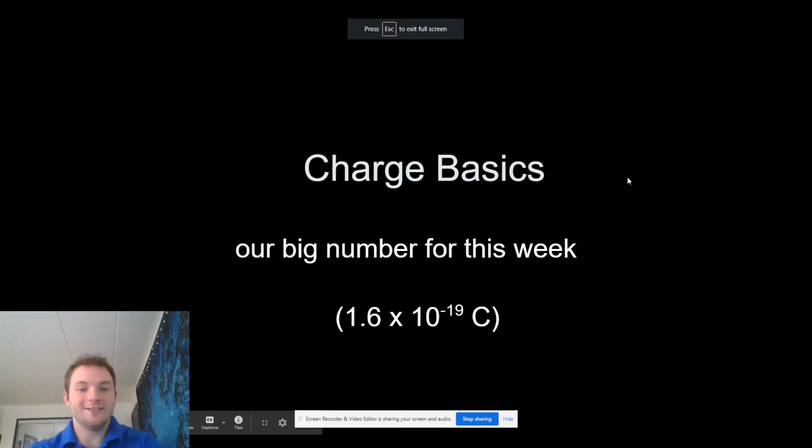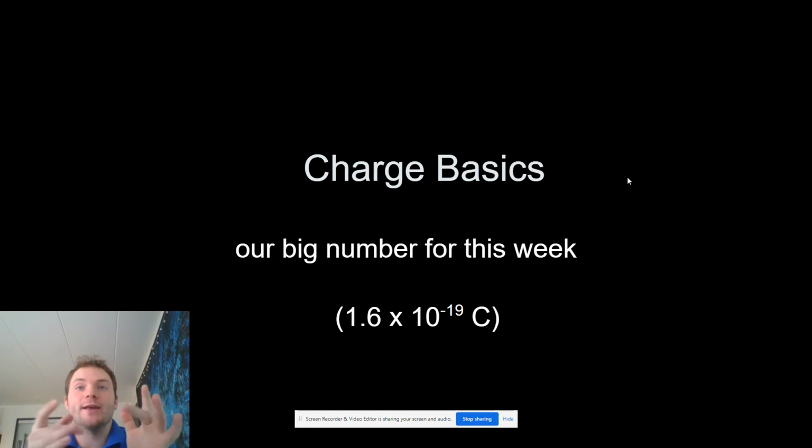Hello. So for today, we're going to talk about charge. This unit, we're doing electrostatics. Electrostatics has to do with electricity. When we're talking about electricity, what we're really talking about is charged particles moving around. So we're going to talk about where this charge comes from, what we mean when we use the word charge, and things like that.